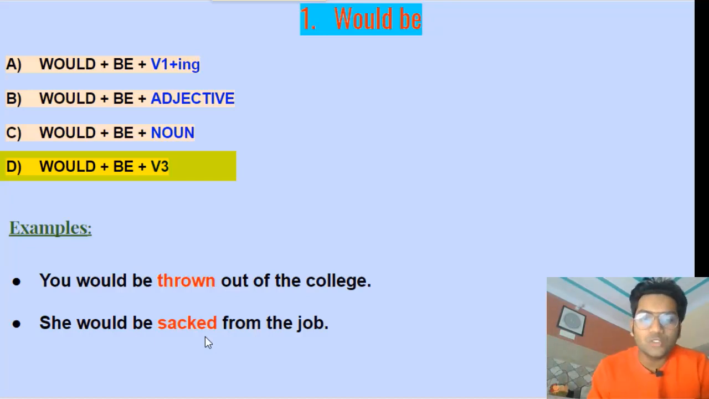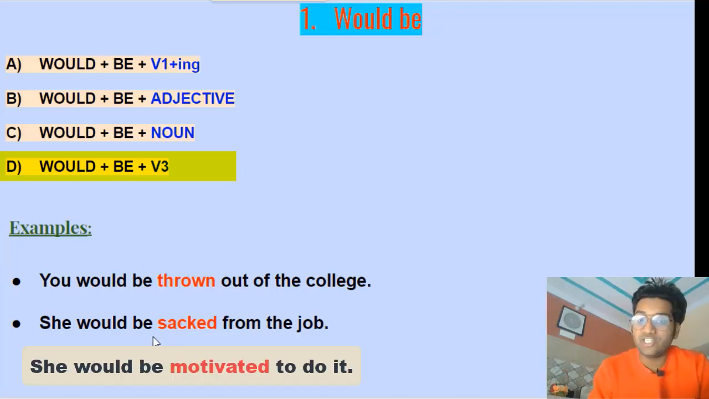We can add the doer of the verb as well. She would be sacked from the job by her manager or by her employer. She would be sacked, the third form of a verb, the past participle. Now, the past participle, the third form of the verb, can refer to an adjective as well.